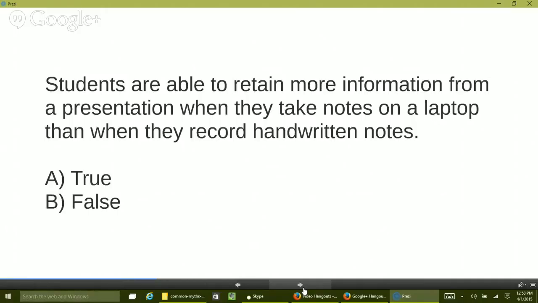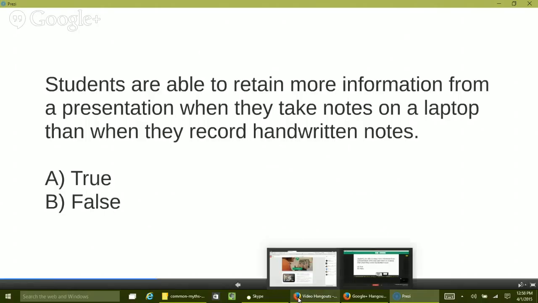And this is a more recent study. Let me just reset this here. And the question is, do students retain more information if they take notes on a laptop or when they take handwritten notes? Okay, the statement is students retain more information from presentation when they take notes on a laptop than when they record handwritten notes.